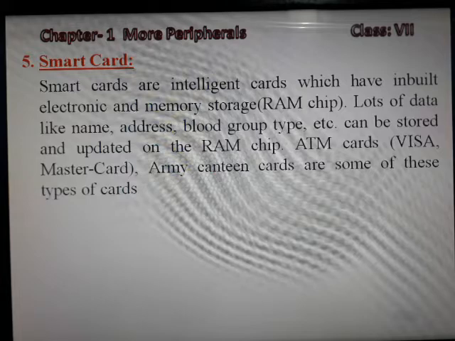Means smart cards is just like a magnetic strip card, but it has inbuilt electronic and memory storage that contains random access memory chip. We can store and update lots of data like name, address, blood group, etc. on this card. Example: ATM cards. They may be Visa, MasterCard, Army canteen cards, etc.